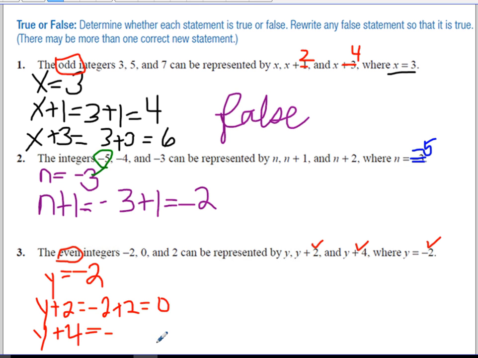Oops, I was trying to get ahead of myself here on my writing. So it should say +4 equals 2. So this one was true.